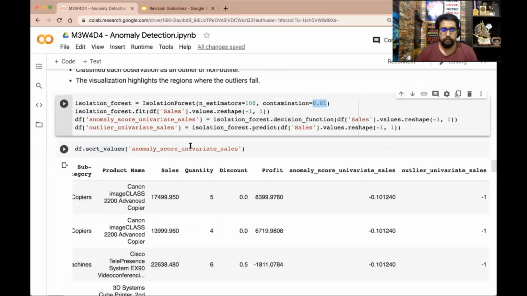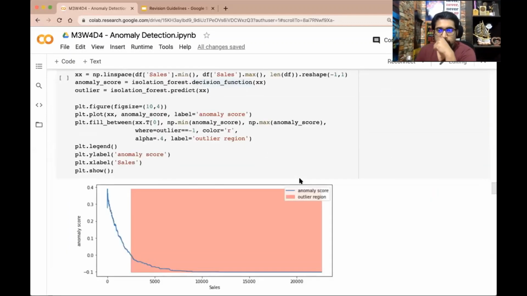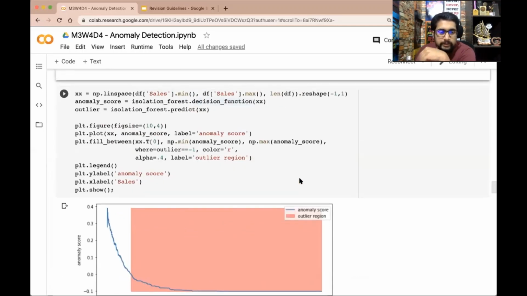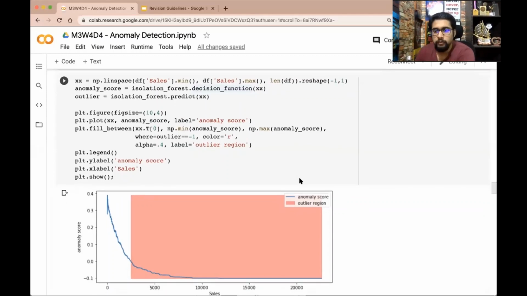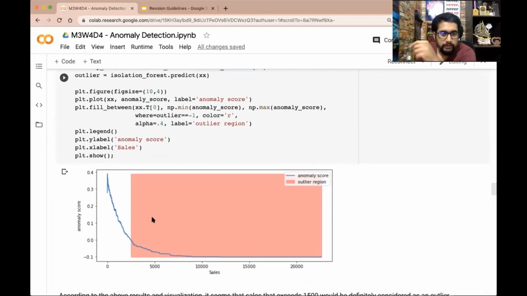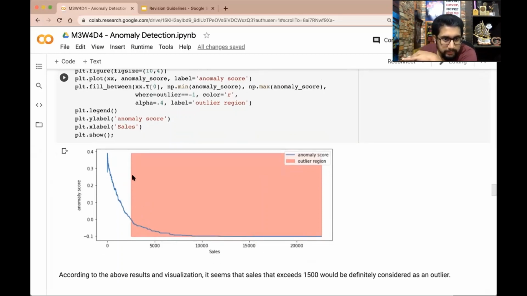So this is how we calculate the anomaly score based on only one variable, in this case only sales. Now if I plot the decision boundary, the cutoff boundary that it has detected to classify anomalies, you can see that if the sales is exceeding somewhere around 2500, it is considering it as an anomaly.